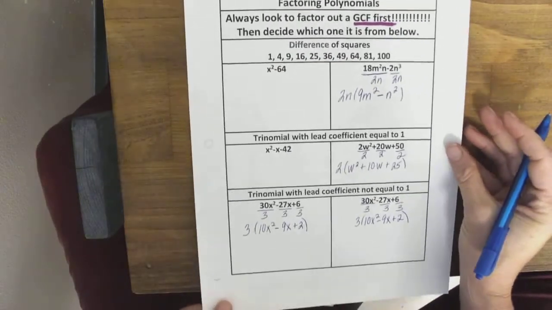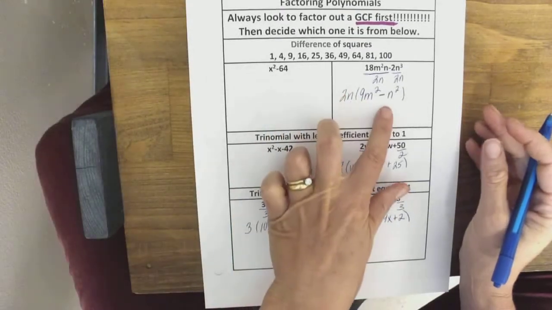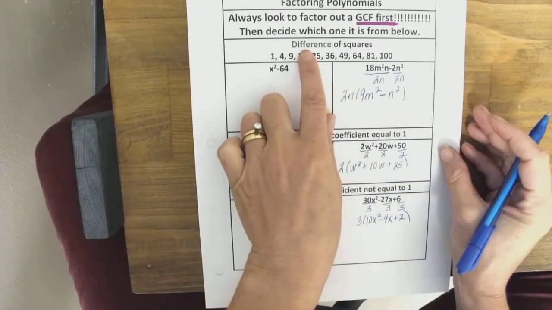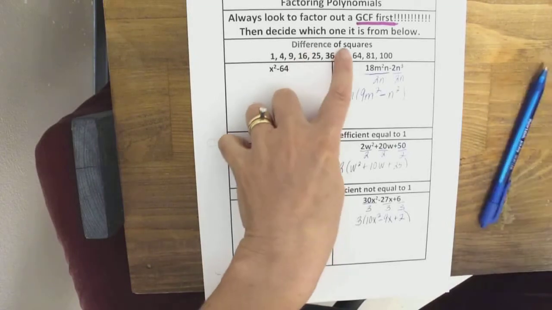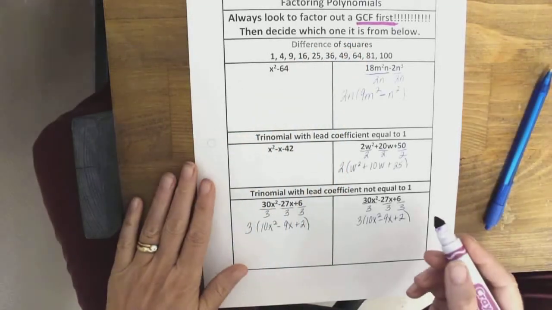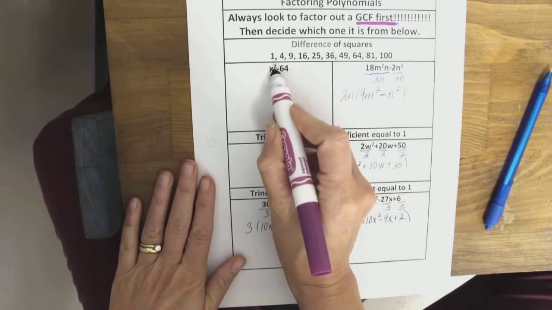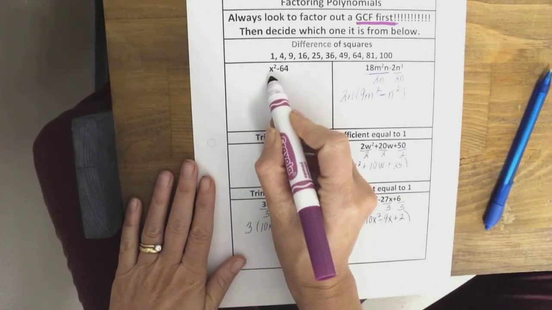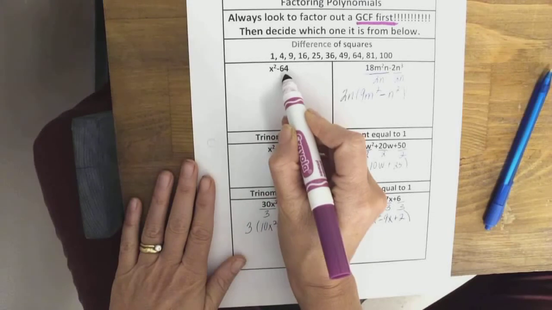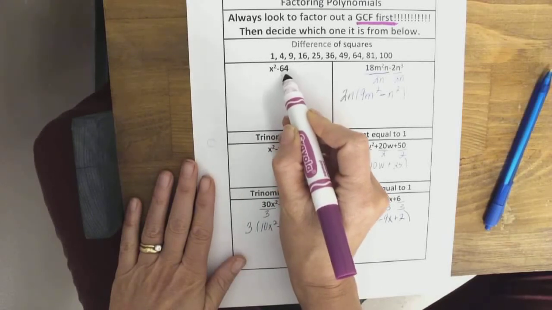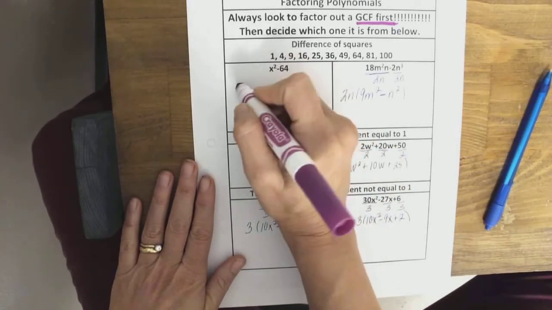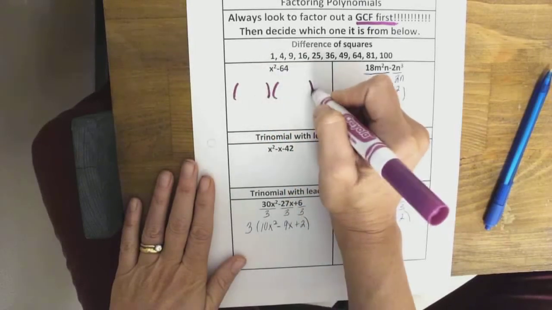So now I have worked with taking the GCF out. Now I'm going to look at each problem individually. My first two here are what we call difference, which means it has to be a minus sign, of squares, or difference of perfect squares. First one right here, x squared is a perfect square because x times x is x squared. 64 is also a perfect square because 8 times 8 is 64.